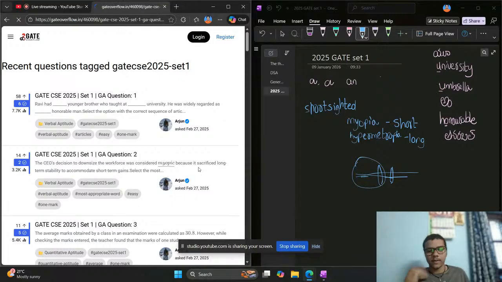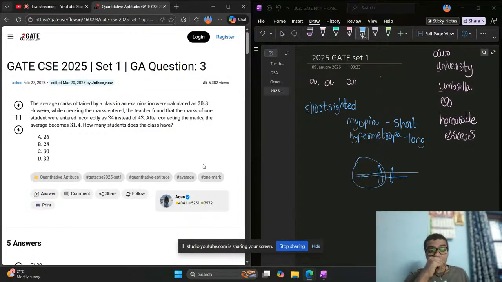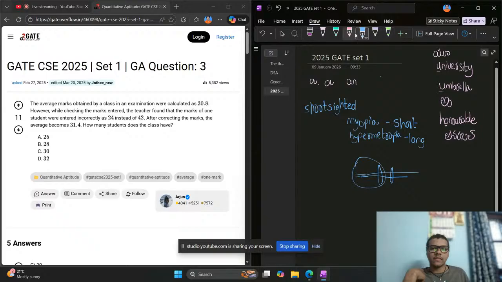What's the third one? The average marks obtained in a class in an examination was calculated as 30.8. While checking marks entered, the teacher found that the marks of one student were entered incorrectly as 24. So the entered marks were 24 instead of 42. After correcting the marks, the average became 31.4. How many students does the class have?